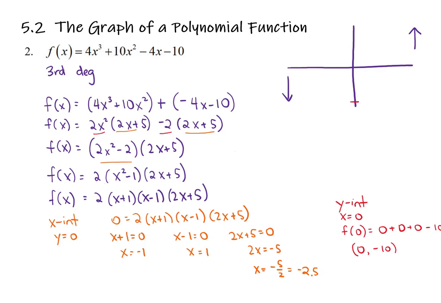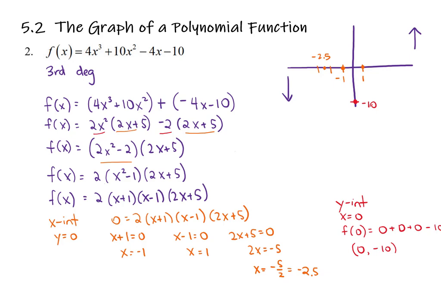I have a y-intercept at negative 10, and I have an x-intercept at negative 1, another one at 1, and then one at negative 2.5. To be able to do step 3, we want to determine the multiplicities of the real zeros. Keep in mind that the real zeros are the same thing as the x-intercepts. So we're just going to go over here to the function as it's factored.